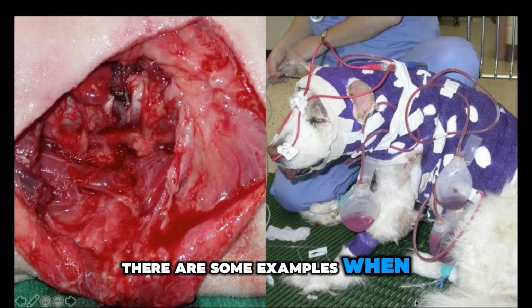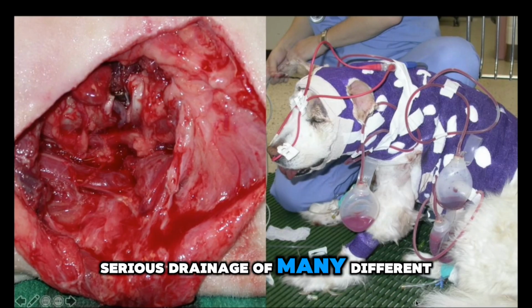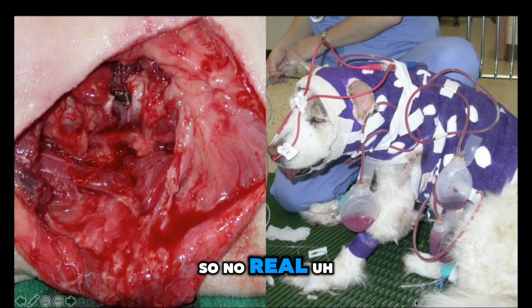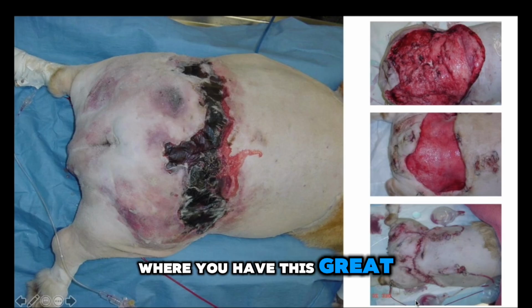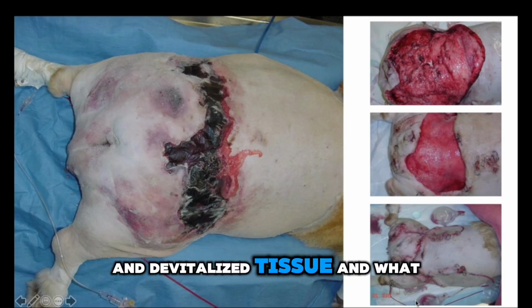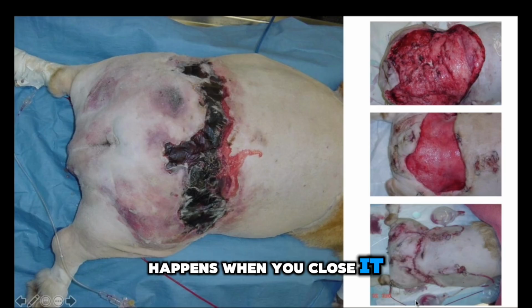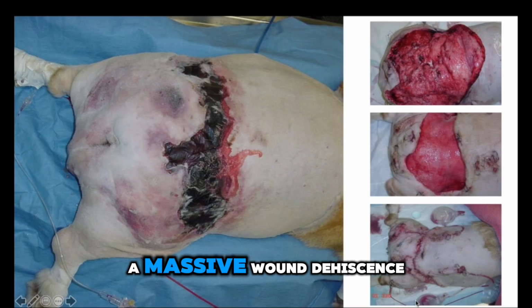There are some examples when the heart and the lungs are showing that we're going to need some serious drainage of many different types. So no real take-home point here other than just a great picture. I've shown this picture in many wound-like presentations because this is a situation where you have this great example of having missed some foreign material and devitalized tissue, and what happens when you close it, and more dead tissue begets more dead tissue, and you wind up with a massive wound resection.